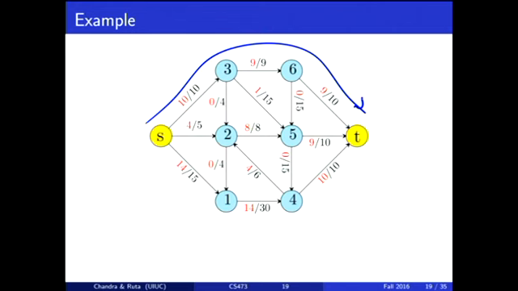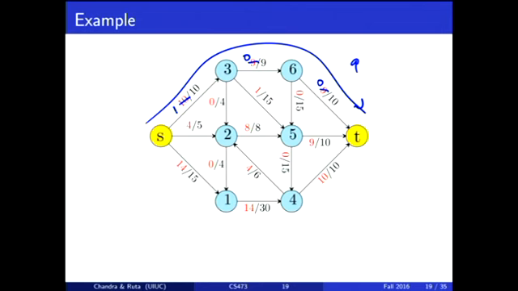So 9 units. If I send 9 units of flow on that path and remove that path, how much should I reduce the flow on the edges? I took out 9 units along that path, so I should subtract that from the flow on all the edges. If I subtract that, this one becomes 0, this becomes 0, this becomes 1. Now any edge with 0 is no longer useful to me, so I can throw them out.